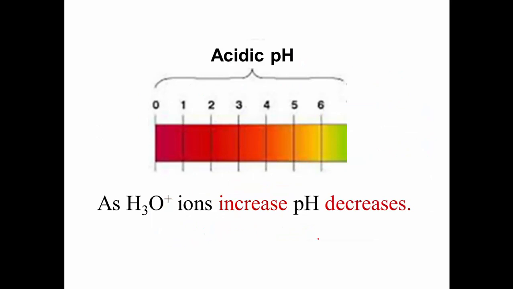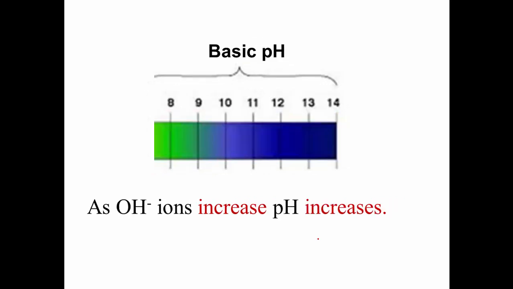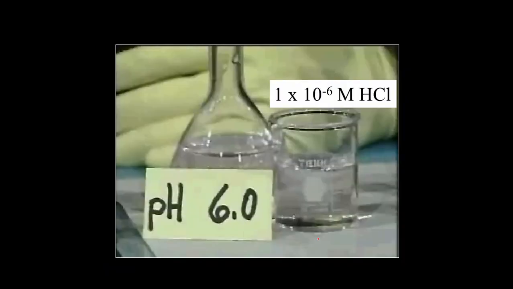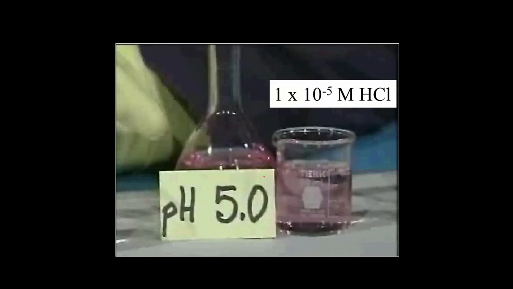So acidic pHs have an increase in hydronium and a decrease in pH, and basic solutions have an increase in hydroxide and an increase in pH. These are exponential factors, so let's look. If you have a solution that's 1 times 10 to the negative 6, it has a pH of 6. We know that from having looked at our calculator problems.